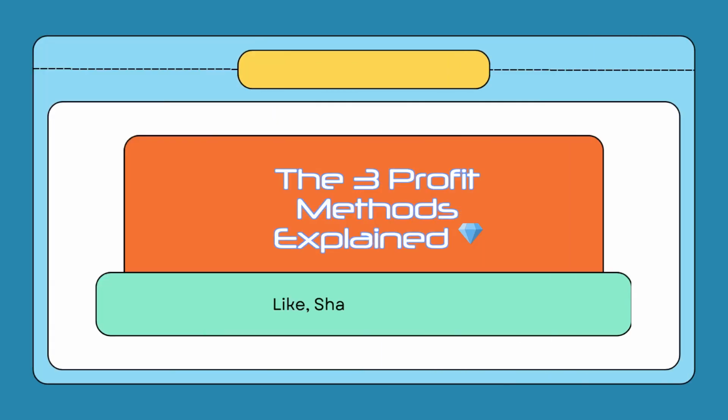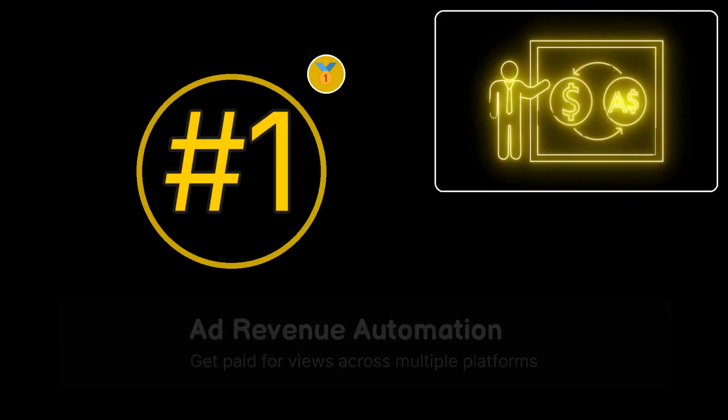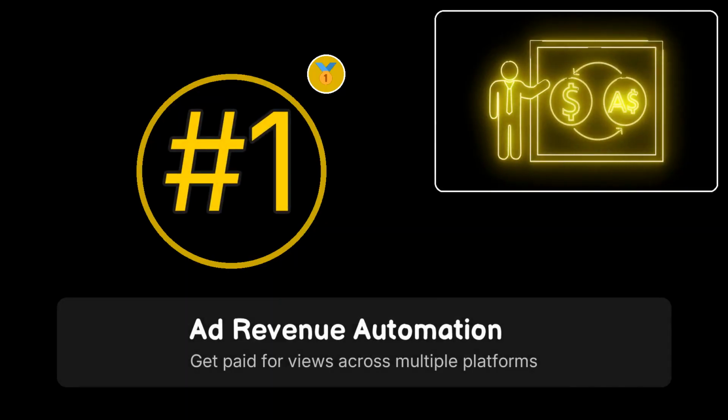The 3 profit methods explained. Method number 1 is ad revenue automation. This is the easiest way to start because you don't need to sell anything.